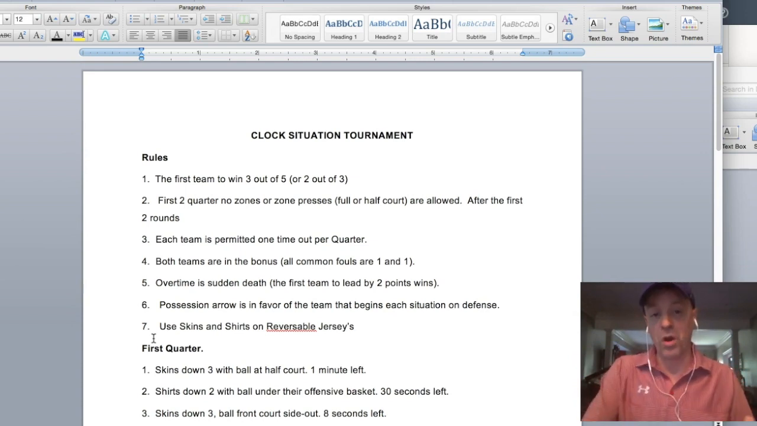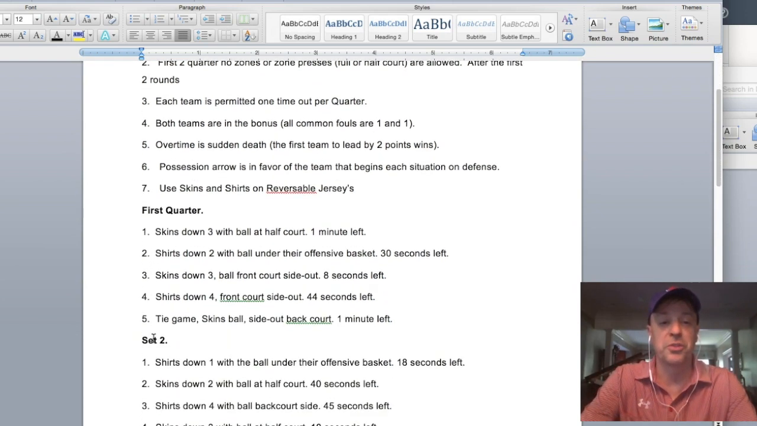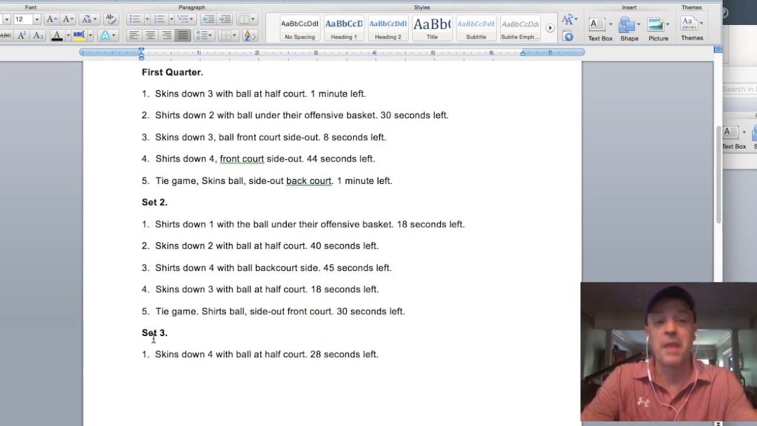Each team is permitted 1 timeout per quarter. Both teams are in the bonus, which is normal 1-and-1. Overtime is sudden death. First team to lead by 2 wins. Use skins or shirts or reversible jerseys. And then this is a breakdown.